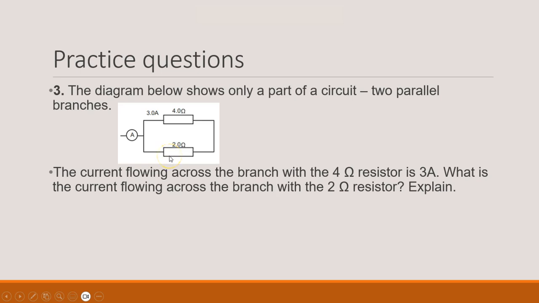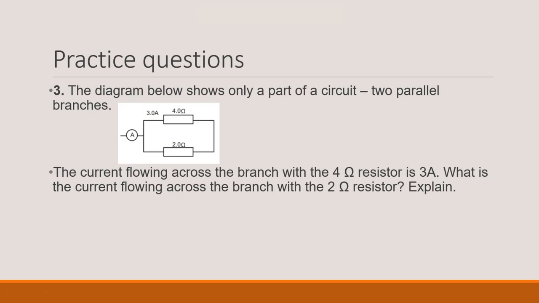Now we can't apply a formula here because we don't have enough information to apply any formula. However, the one thing that we do know is that the relationship between resistance and current is inversely proportional. So a higher resistance means a lower current. If I halve my resistance from 4 ohms to 2 ohms, what do I do to my current? I double my current from 3 amps to 6 amps.